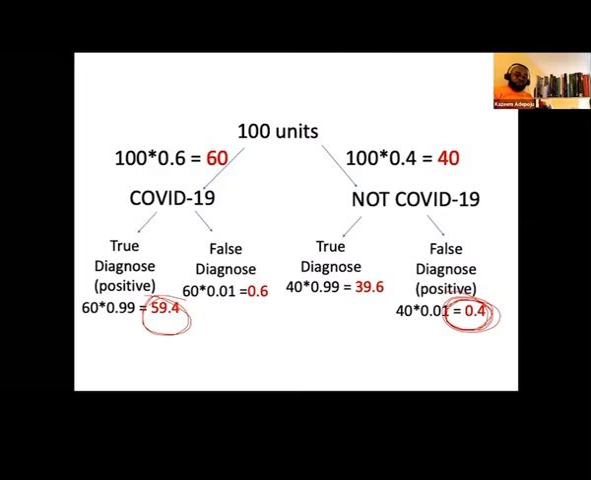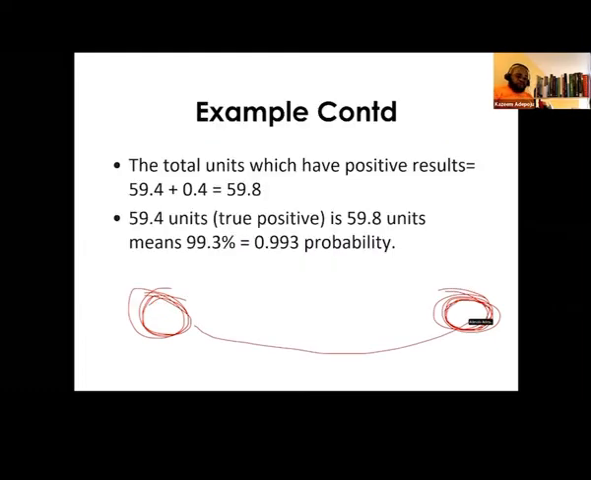So the machine could indicate you to be positive. It can occur in two ways. It's either you truly have the disease or you do not. Now, when you add 59.4 to 0.4, that is why we have 59.8. I want you to take note of that. We're talking about positive results. The positive result right now actually represents total probability.